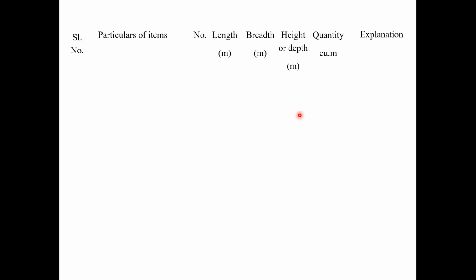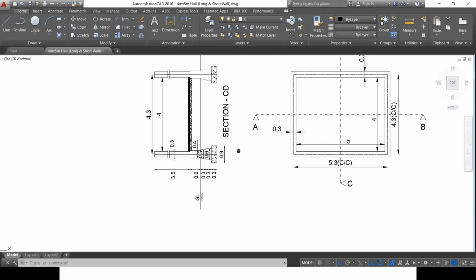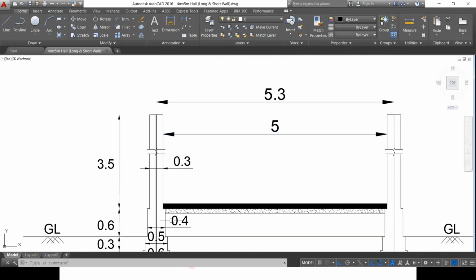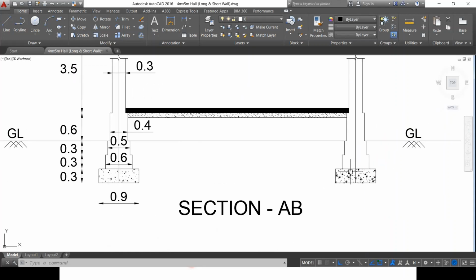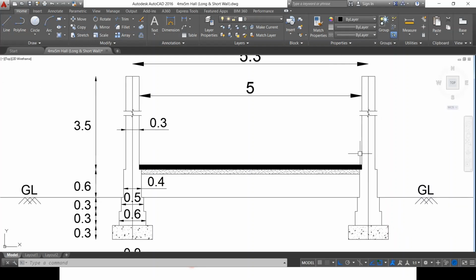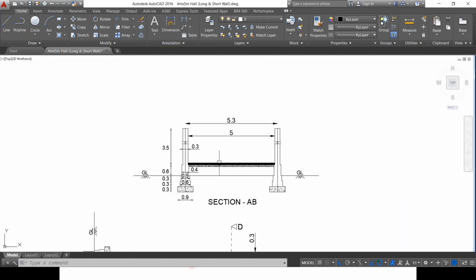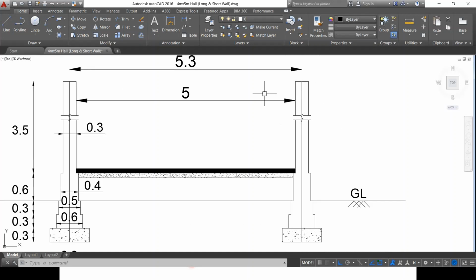And next, last step, which is first class brickwork in lime mortar in superstructure. So let's see the last part, how it is done. It is just the calculation for this portion, the walls. Now the excavation is made, PCC is laid, the first footing, the second footing, and the plinth are also laid. The next one is, of course, we will be providing DPC, damp proof course, but in this particular problem, no mention of DPC is done. Let's only concentrate on how to do the calculations for these things alone, it's a simple problem. So let's move on to the next part, which is the superstructure.